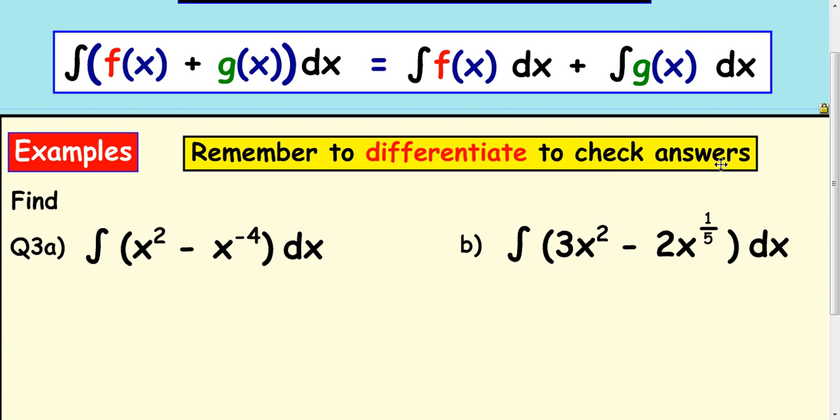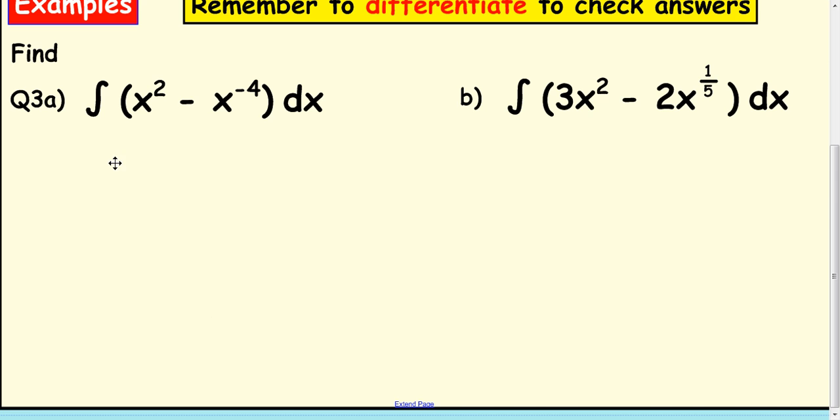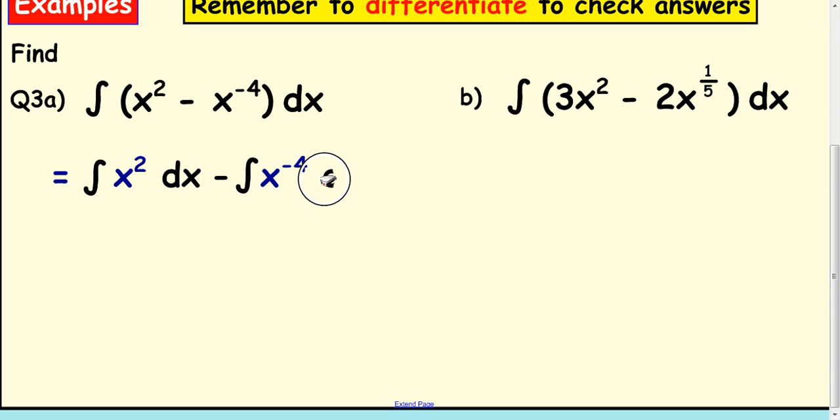In this lesson we're going to look at how to integrate more than one term at once. So here we have the integral of x squared take away x to the minus 4 dx. Now, as with differentiation, when you're differentiating more than one term, you just differentiate each individual term at once, and you do this as well. Now this next line I wouldn't write again, I would just actually integrate them without doing all this, but I'll show you here what we mean by integrating each term.